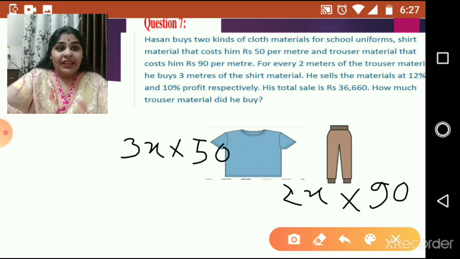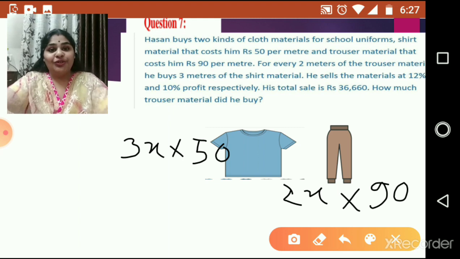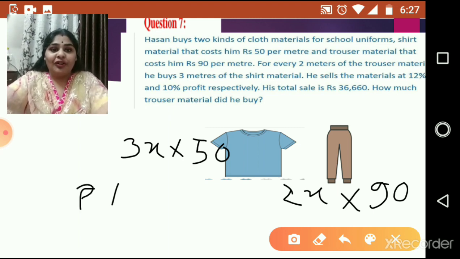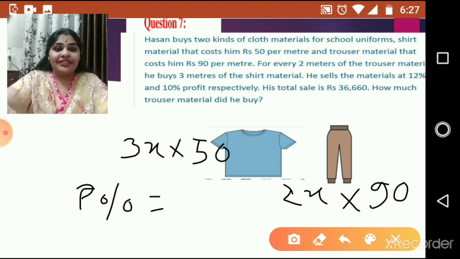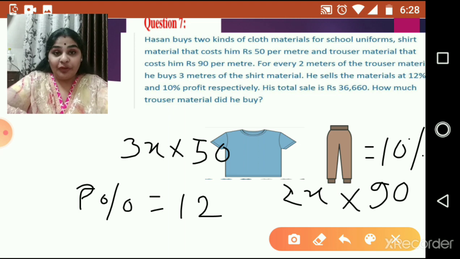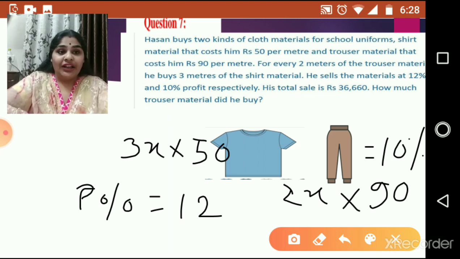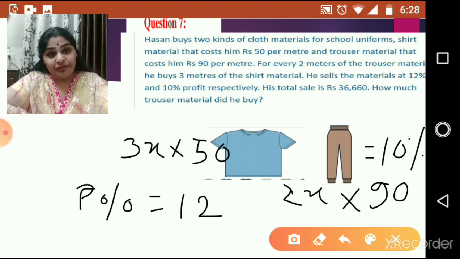What it says, he sells the material at 12% and 10% profit respectively. So you have here profit percent, 12% for shirt and 10% for trouser. Now you have profit percent, you have cost price, so we can easily find the selling price using the formulas.